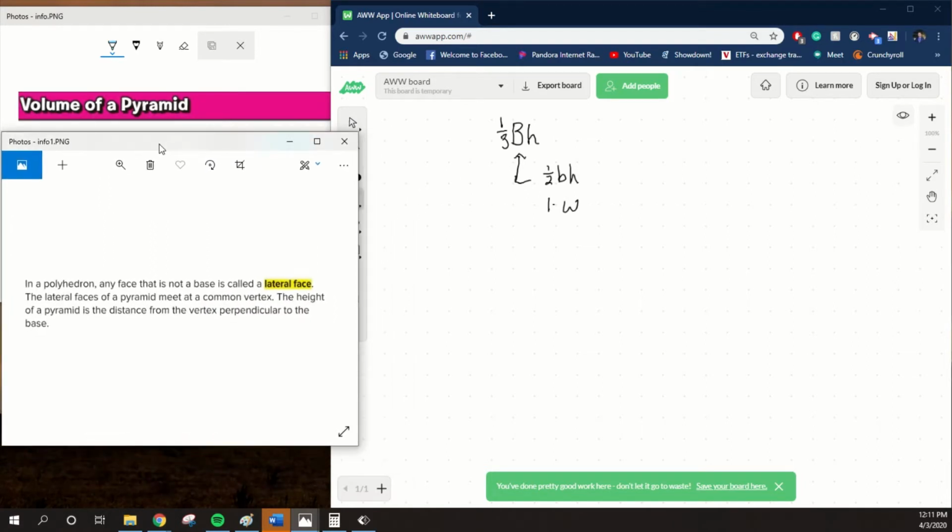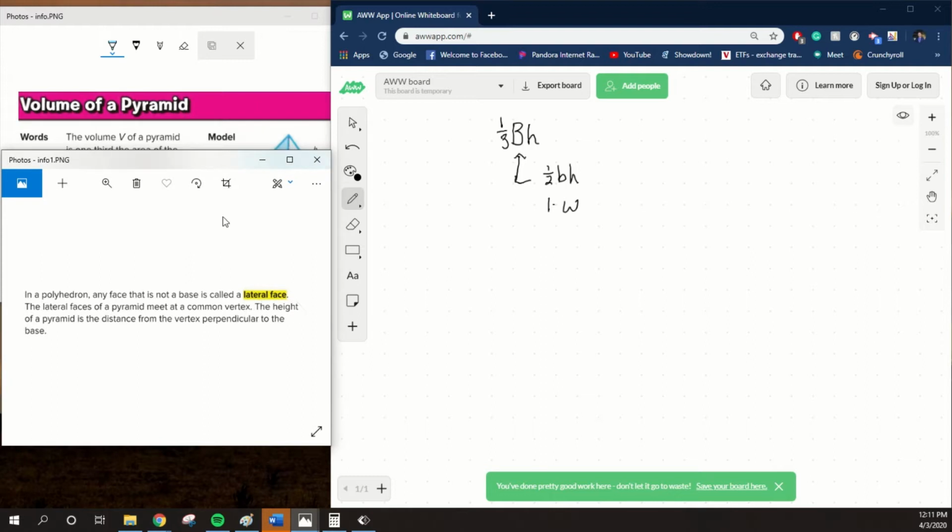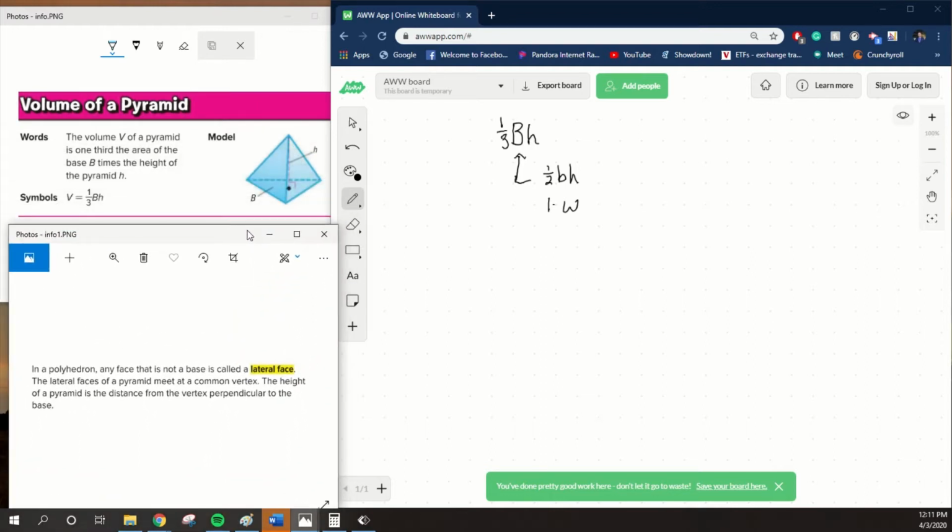So in a polyhedron, any face that is not the base, we call a lateral face. If I asked how many faces this pyramid has, I would say it has 1, 2, 3, because it has 3 faces around the center point there. And then it also has that bottom base. So I would say that has 4 faces.